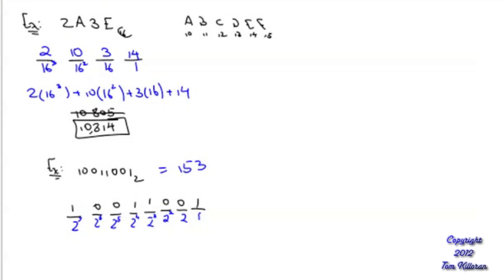The cool thing about binary is this. If it has a 1, it's just the base you're worried about. If it has a 0, you can care less about it. So all I did was go 2 to the 7th plus 2 to the 4th plus 2 to the 3rd plus 1, and I got my answer. That's the beautiful thing about binary. That's the only thing that's good about binary.